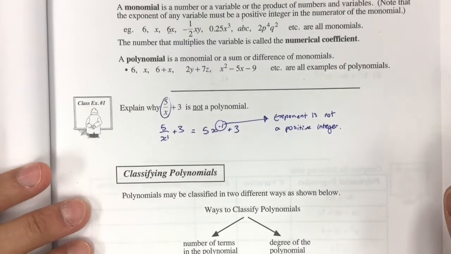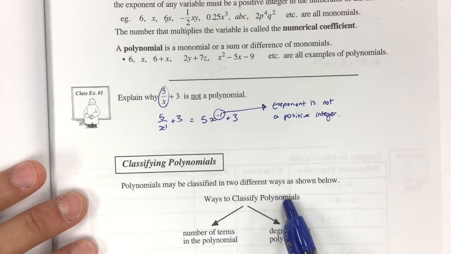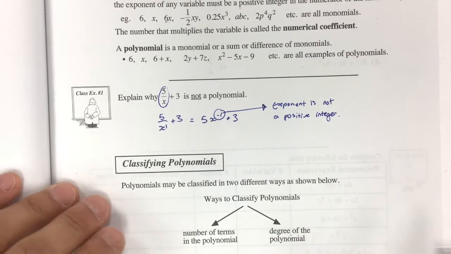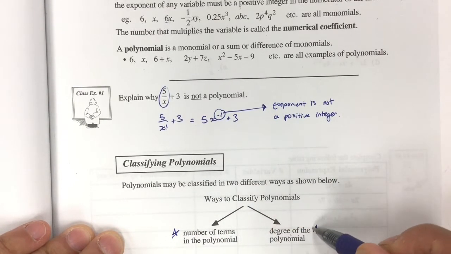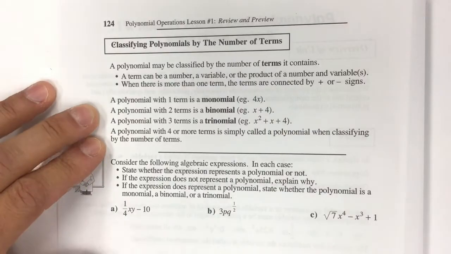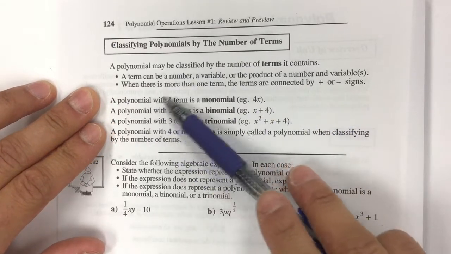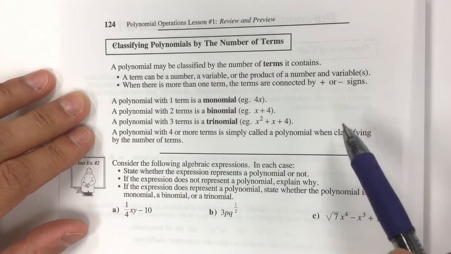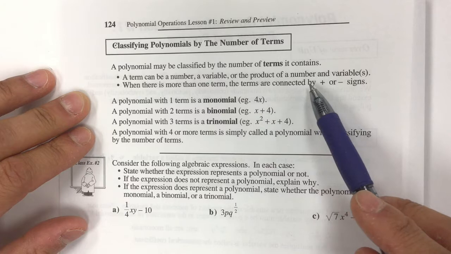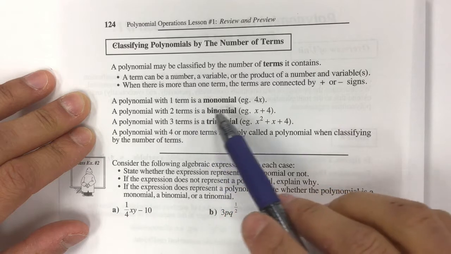Now, there's different ways to classify polynomials. First of all, there's two ways. We can identify a polynomial by the number of terms it has, and also by the degree of the polynomial. And I'll show you what I mean by this. So first of all, number of terms, and secondly, the degree of the polynomial. A polynomial may be classified by the number of terms it contains. Now, a term can be a number, it can be a variable, or it can be the product of numbers and variables. If there's more than one term, then the terms are going to be connected by addition or subtraction signs.